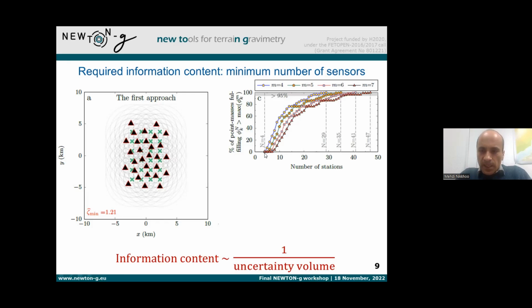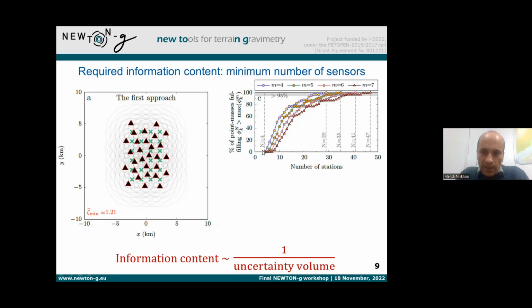So in this figure, if you focus only on the blue curve on the top, we can see this information content and the relation to the minimum number of stations much better. This curve represents how many point masses in the target volume are receiving enough information content, and by enough we have this 100% value on the y-axis in the figure.